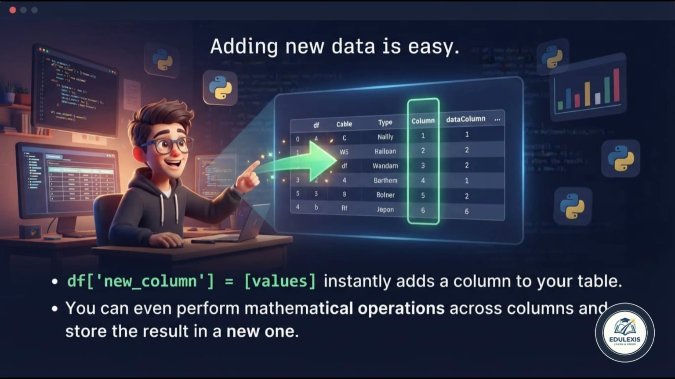Adding new data is easy. df['new_column'] = values instantly adds a column to your table. You can even perform mathematical operations across columns and store the result in a new one.